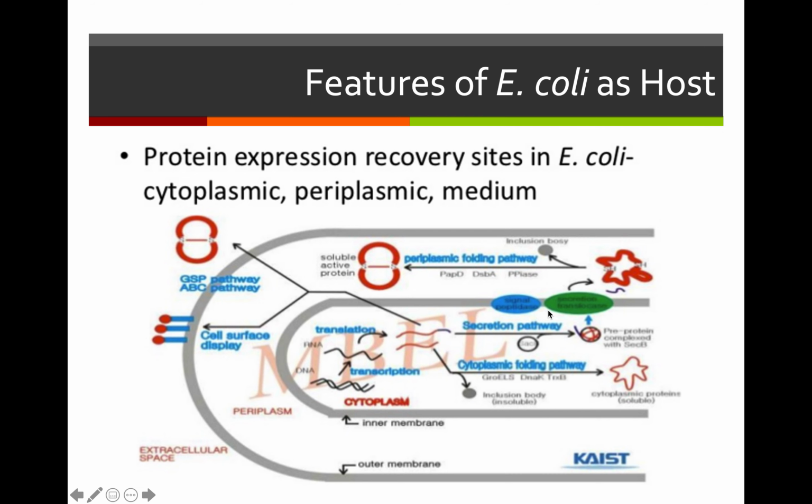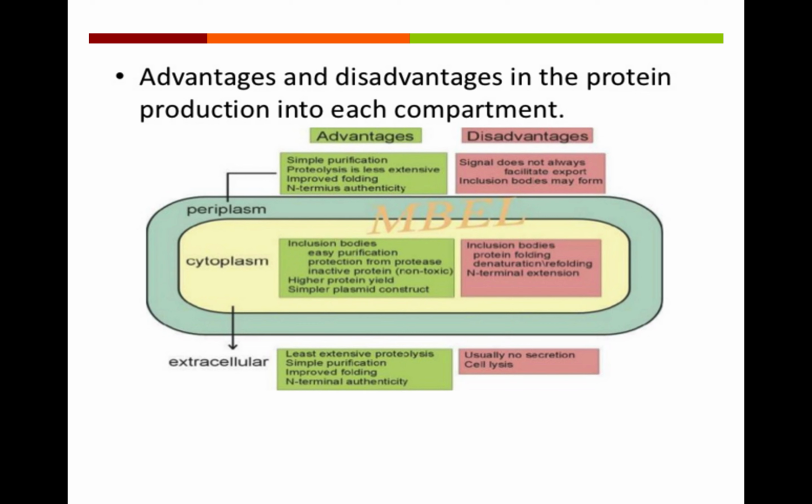Why is this important? In the next slide, because there are advantages and disadvantages in the protein production into each compartment. You can read on from your notes what the advantages and disadvantages are, because I'm not going to say that expression in the periplasm is better than the cytoplasm or vice versa, because it depends. Sometimes certain proteins are secreted in the periplasm, sometimes in the cytoplasm, sometimes extracellularly from the cytoplasm to the extracellular matrix. So each has its own advantages and disadvantages, but you need to know how the protein is going to be expressed. You cannot have zero knowledge on this.